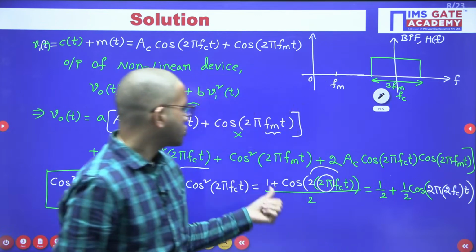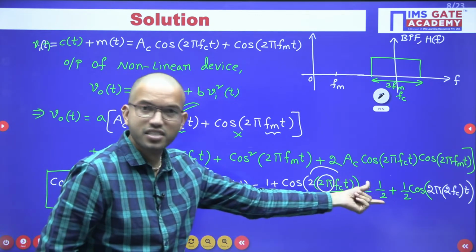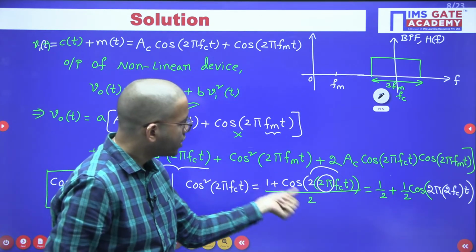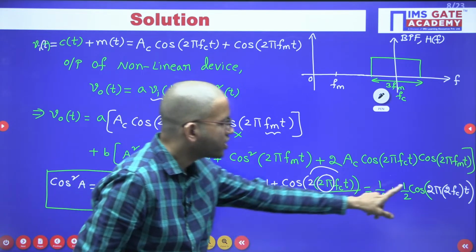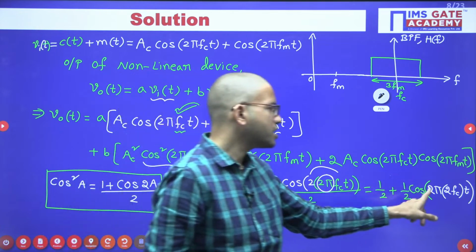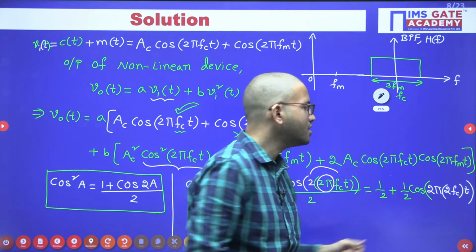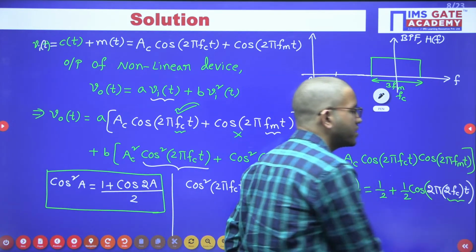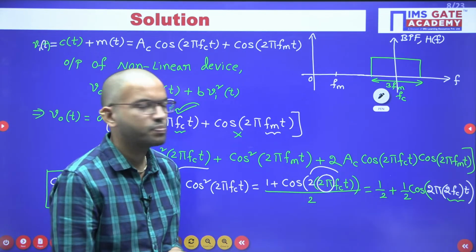Right. So just observe, 1 by 2, yes, 1 by 2 we are getting. Then 1 by 2 once again you will get. Then cos 4 pi fc t. Here also cos 4 pi fc t, but I have represented it in the standard 2 pi f t format.